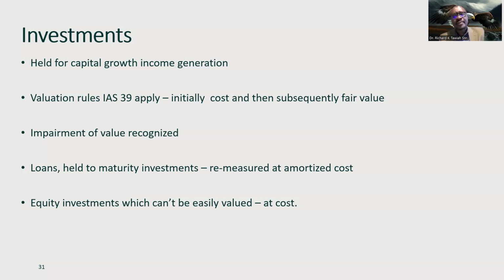Initially, look at the cost and then subsequently review it based on fair value. I wouldn't want to go into the situation where they are held for future trading and then the transaction cost associated with it and whether to capitalize that or not. That would be more of advanced. I will not hit on that one. But look at the cost and the subsequent fair value. Impairment of the value should be recognized, and then any loans held to maturity investment must be remeasured at the amortized cost. Okay. Now, equity investment, which can't be easily valued, we need to use the cost in reporting.